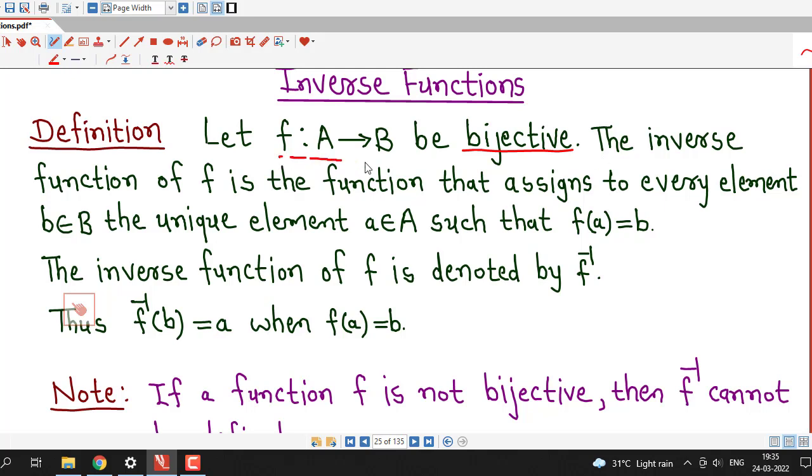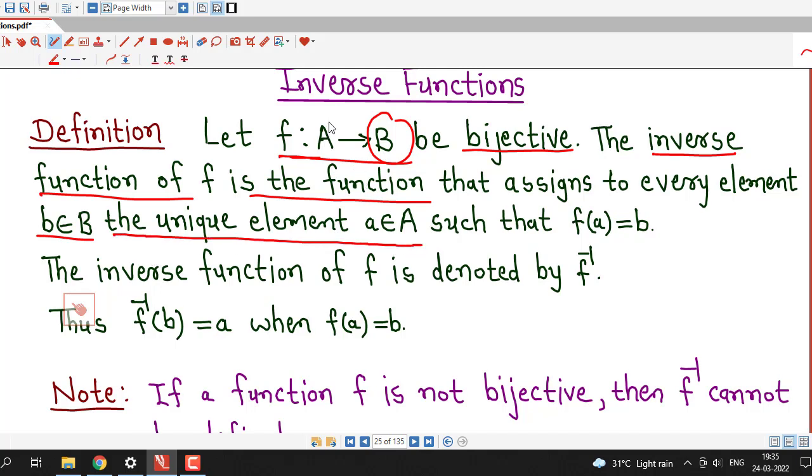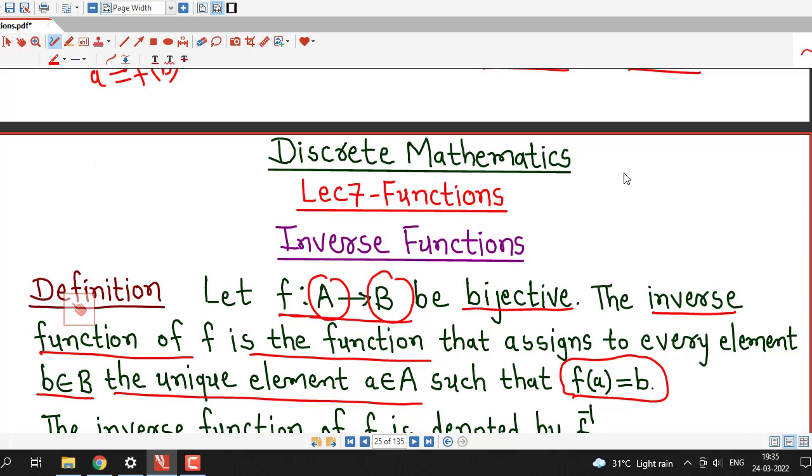So here we are considering f from A to B, which is 1-1 and onto. The inverse function of f is the function that assigns to every element of the codomain, that is B, the unique element A of capital A such that f of A equal to B. Because we are considering f inverse from B to A, f inverse is a function from B to A if for every element of B there is a unique element from this set A. So that is the definition of function.